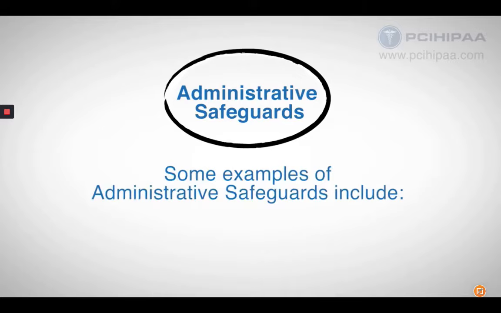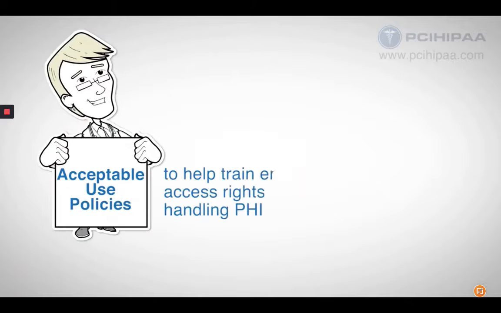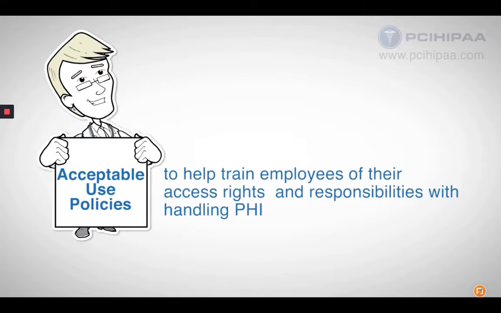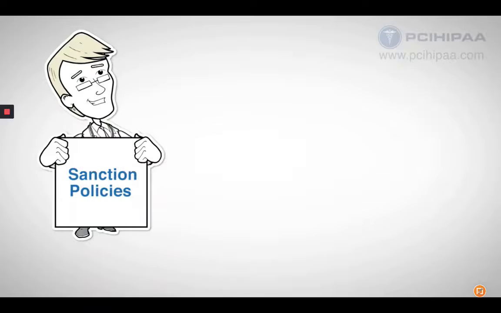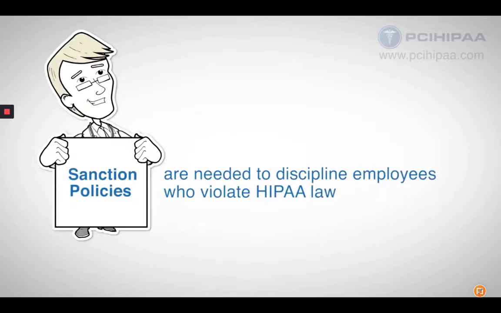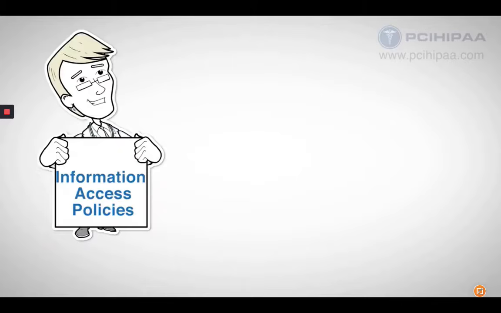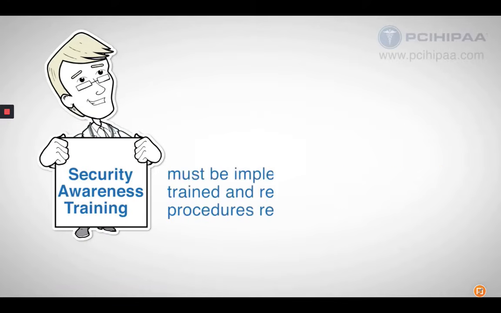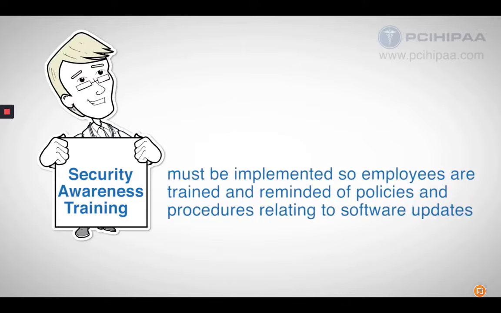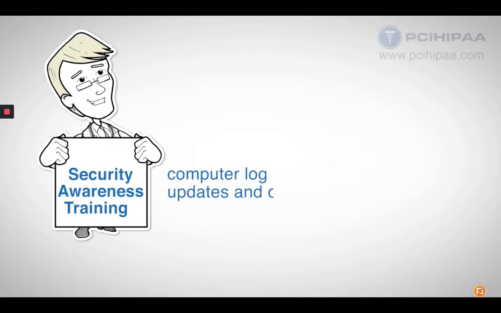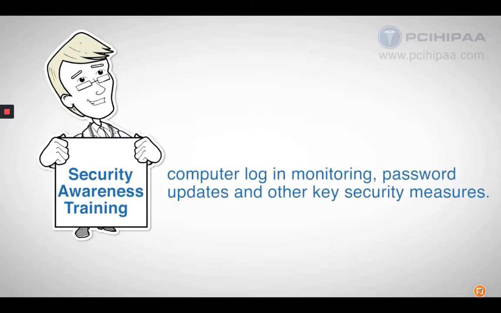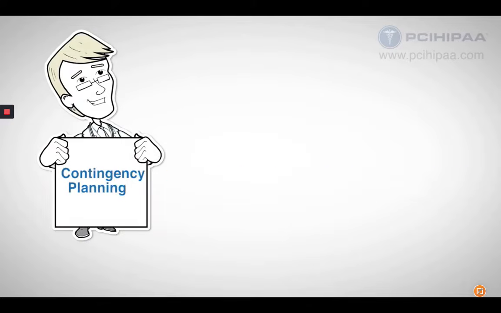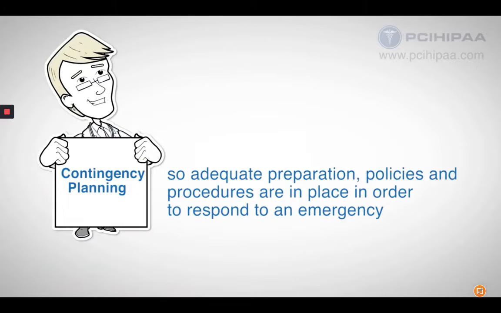Some examples of administrative safeguards include acceptable use policies to help train employees on their access rights and responsibilities with handling PHI. Sanction policies are needed to discipline employees who violate HIPAA law. Information access policies grant appropriate access to computer workstations, health records and transactions, and other programs or processes. Security awareness training must be implemented, so employees are trained and reminded of policies and procedures relating to software updates, computer login monitoring, password updates, and other key security measures. And contingency planning, so adequate preparation, policies, and procedures are in place in order to respond to an emergency.